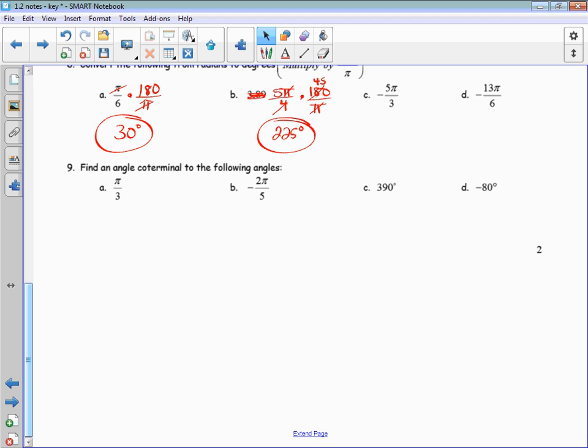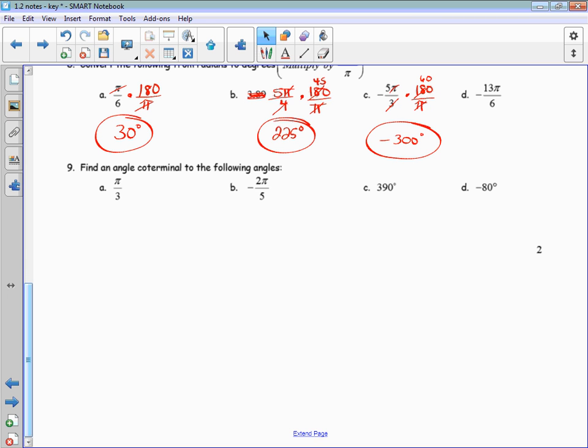All right, let's try C. Times 180 over pi. Pi's are gone. And then again, guys, don't do 5 times 180. You're making things much bigger than they need to be. How many times does 3 go into 180? 60. 5 times 60 seems easier. 300. Okay. Good.